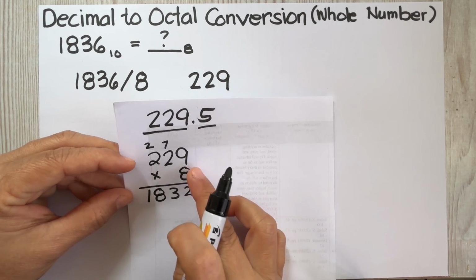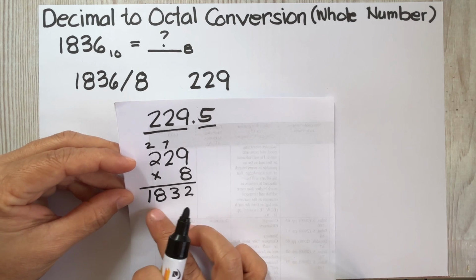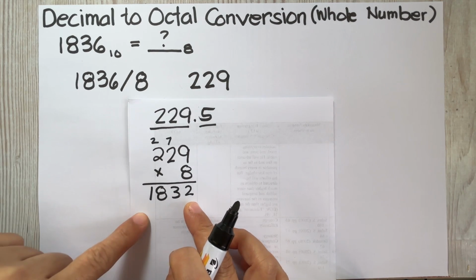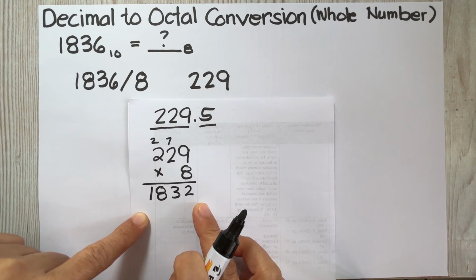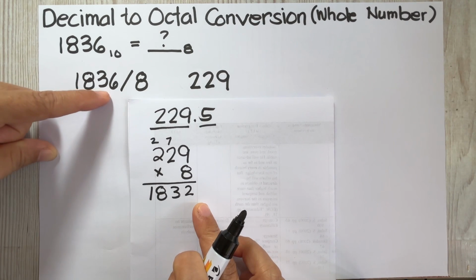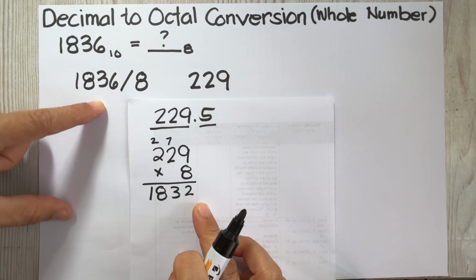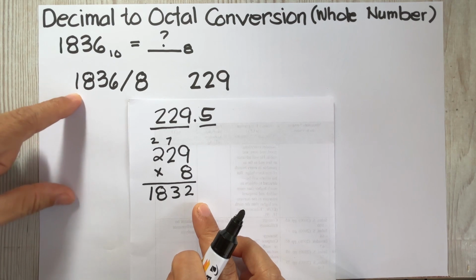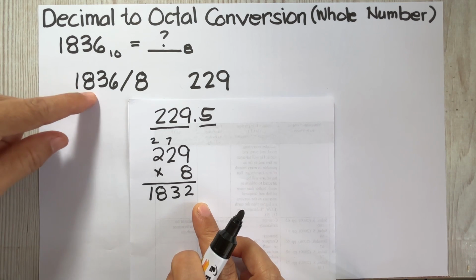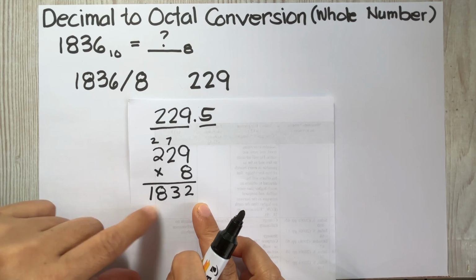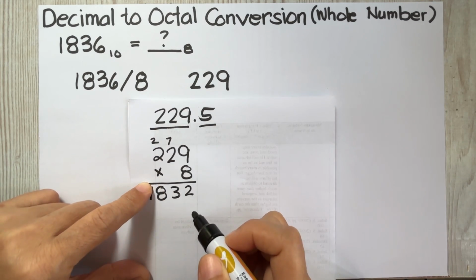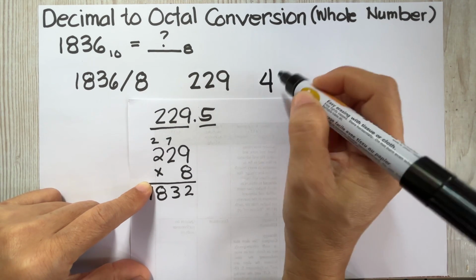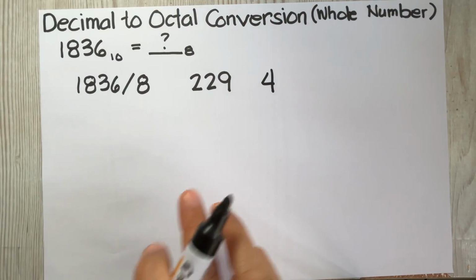So 229 times 8 is equal to 1,832. We are going to deduct this 1,832 from 1,836. The difference of 1,836 minus 1,832 is 4. That means our remainder here is 4. Now let's move on.